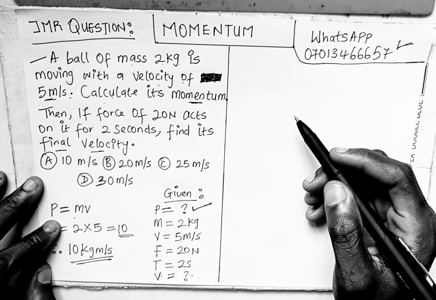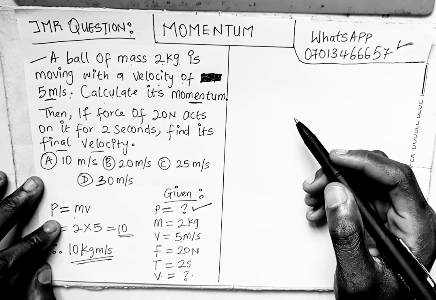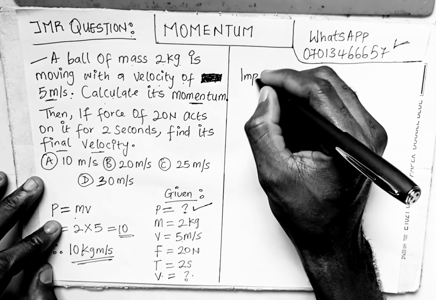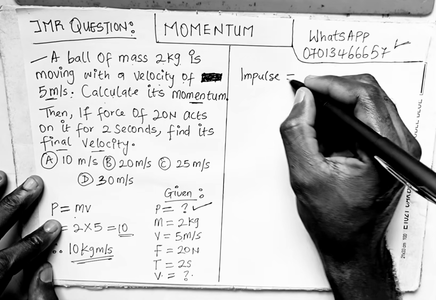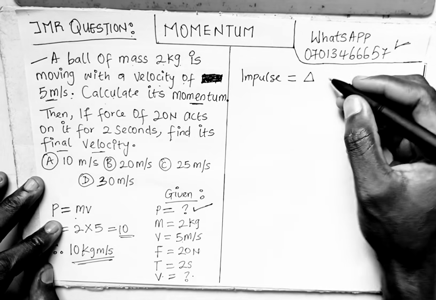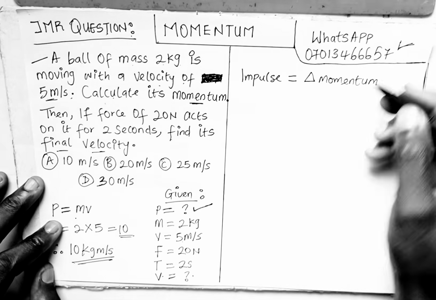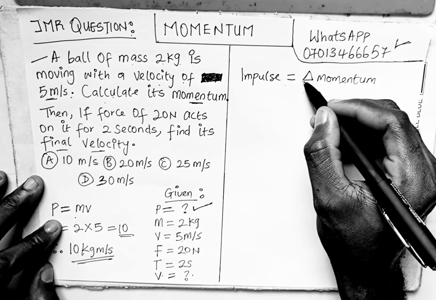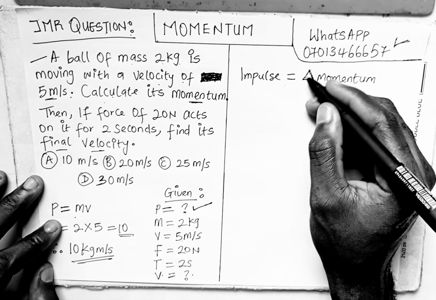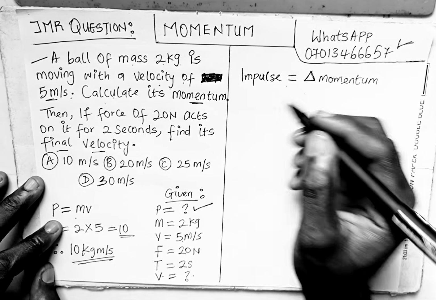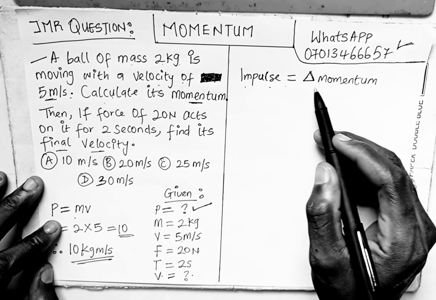Remember this formula from the law of momentum and impulse, okay? Impulse is equal to, or directly proportional to, what? The change in momentum. So this is change, delta, change, all right? Since impulse is directly proportional to the change in momentum, we are going to write out the formula of impulse and the formula of change in momentum.